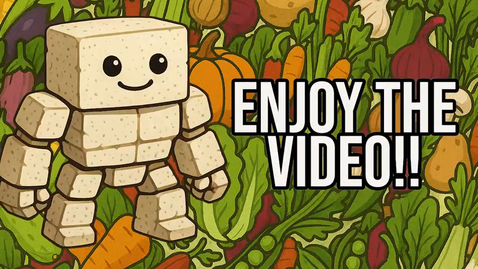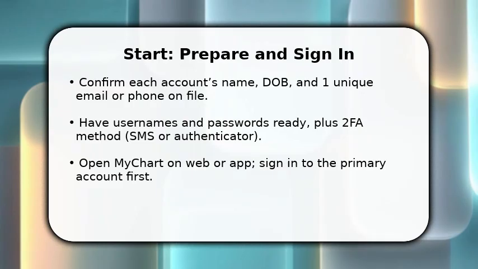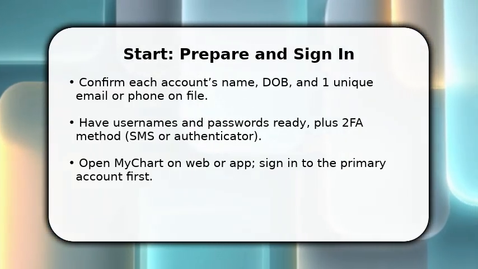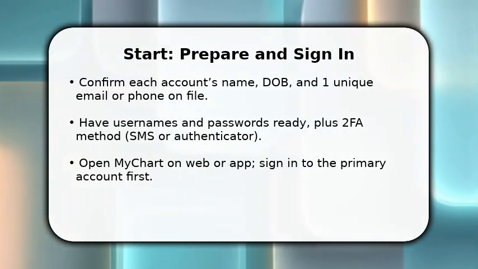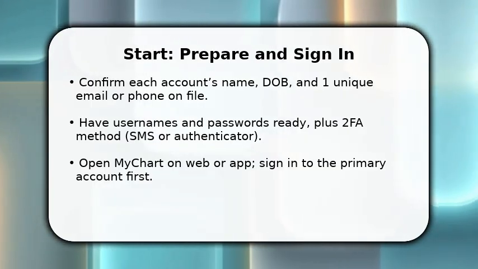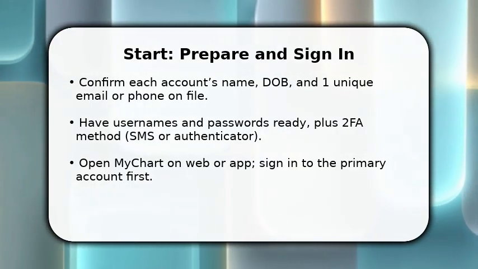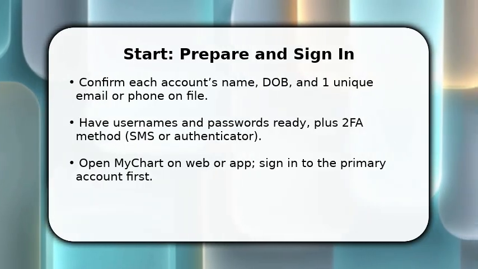Please enjoy the video. You're starting with the primary MyChart account. Sign in now and confirm the profile details match the linked account you plan to add. Once signed in, navigate to Settings or Account Tools. Make sure two-factor authentication is available.